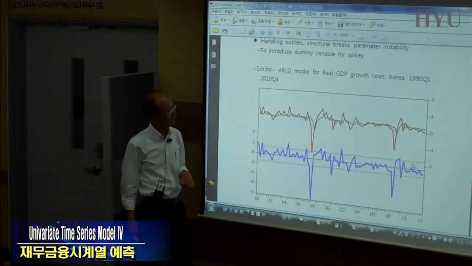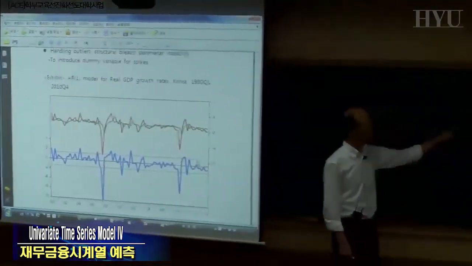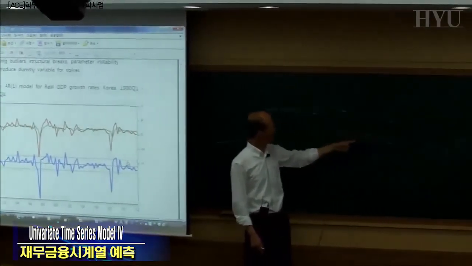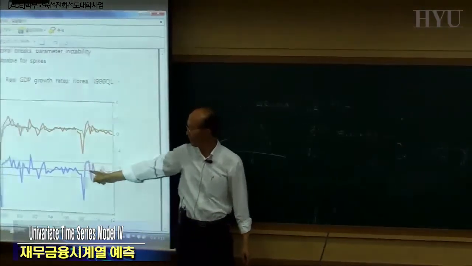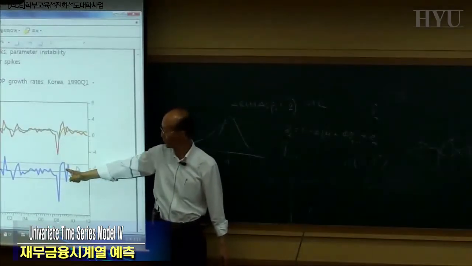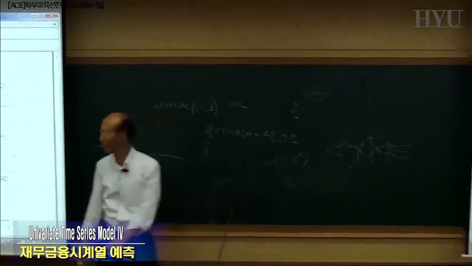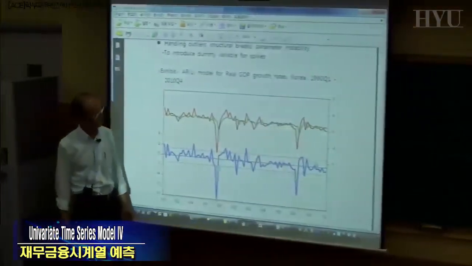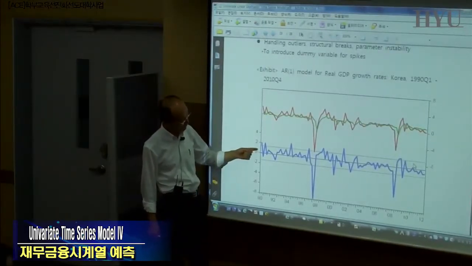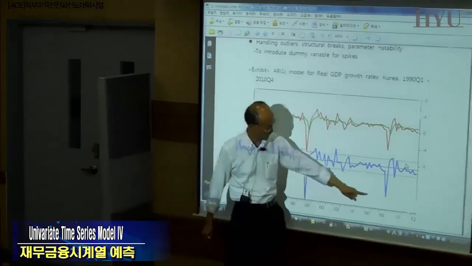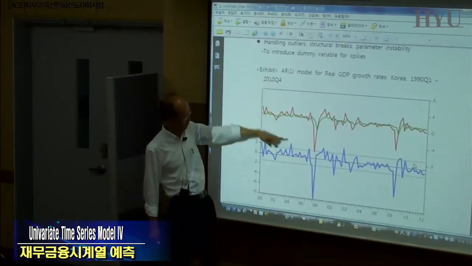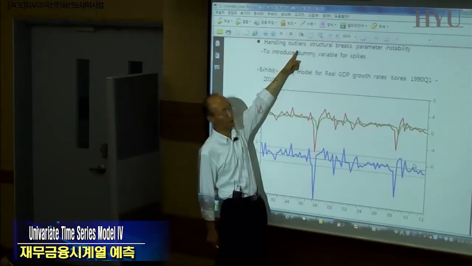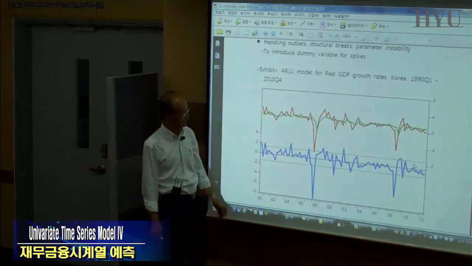This green line is the fitted value. So if you estimated some model like this one for GDP growth rate, this fitted line is green. And then the difference between these two is plotted here, which is this one. Okay. Now you can see there are two big spikes.